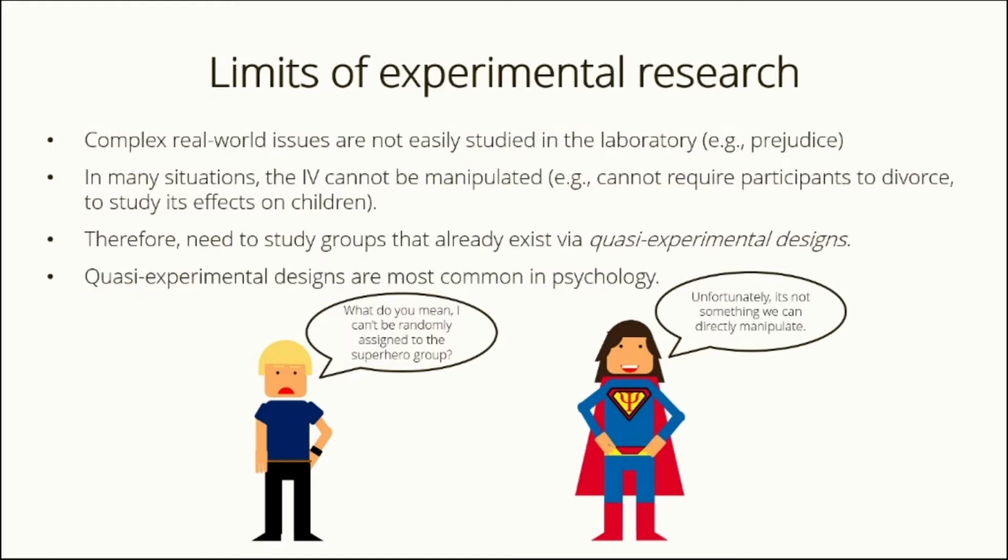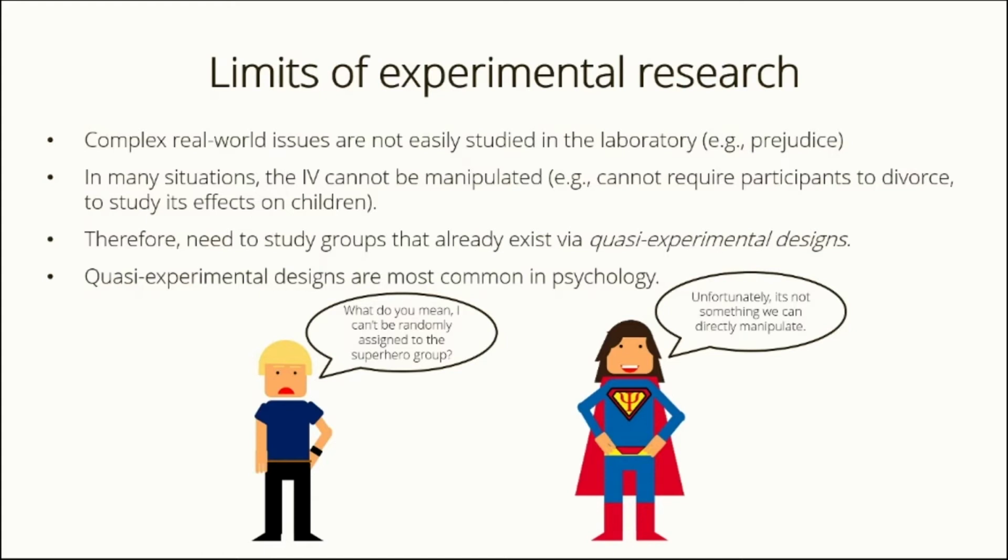So you can't make participants divorce to study the effects on children. It's not ethical to do that. And participants are likely not to do it for you either. So what we need to do is study groups that already exist. So what this means is, in psychology, we have a lot of quasi-experimental designs.